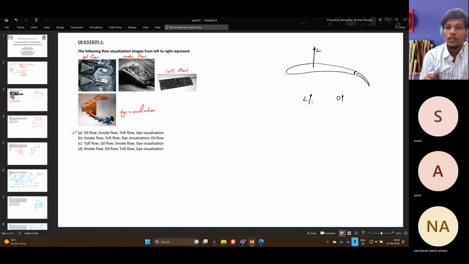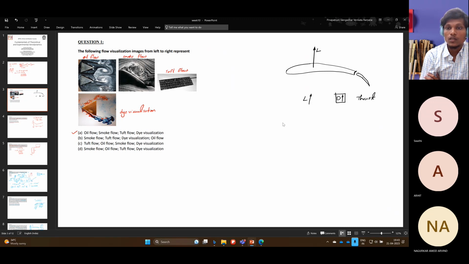When you are deploying this flap, lift increases and drag also increases, but this drag during the takeoff is compensated by the thrust. They increase the thrust, so they don't compromise with the lift. They increase the thrust to overcome whatever drag is present here. So let's come to the landing.